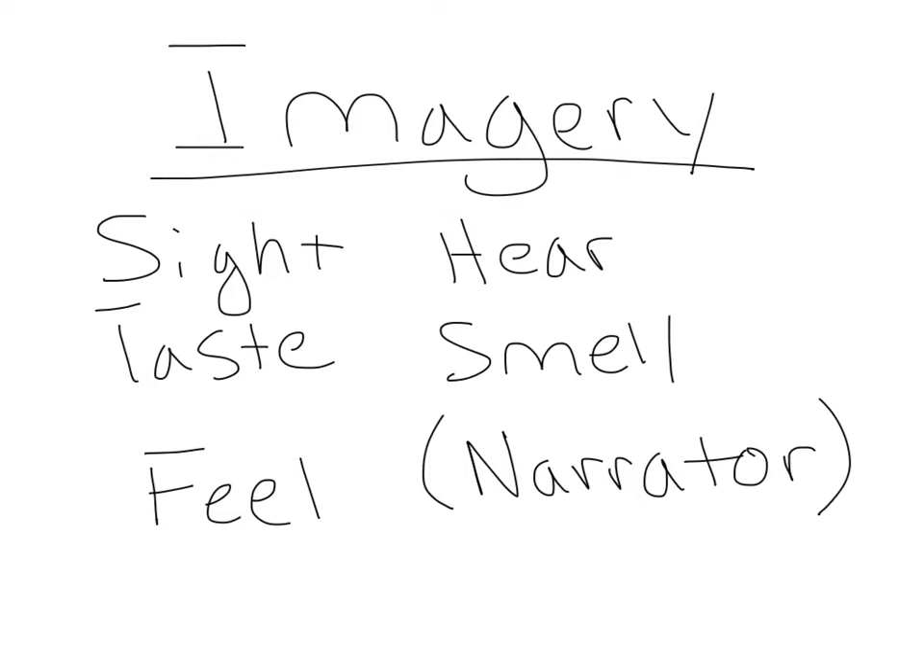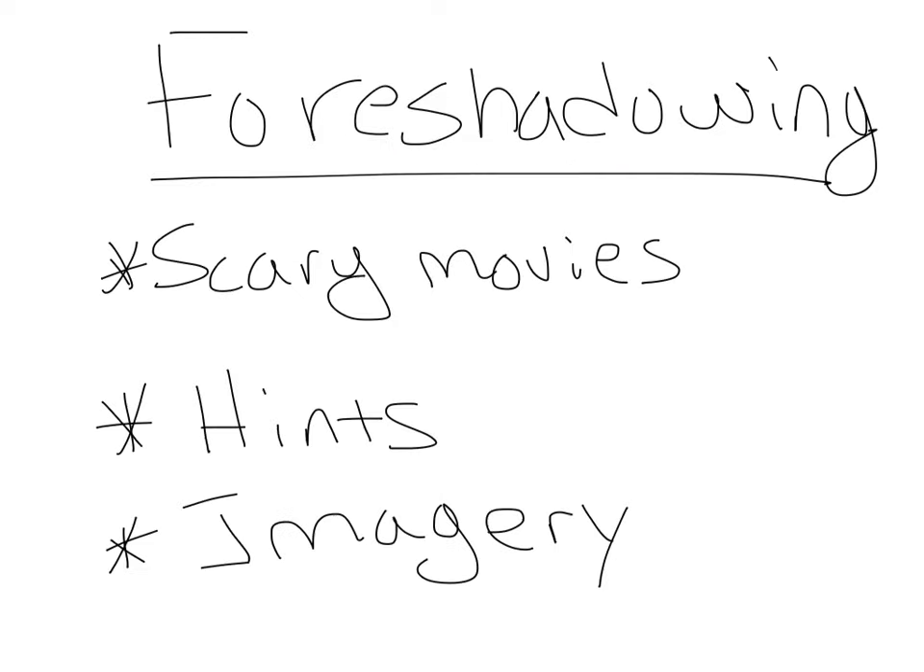Now, how does this go back with our first-person or third-person limited or omniscient narrator? Well, depending on the type of narrator, you're going to get different images. If you have a first-person narrator, you're going to have different sights than if you have a third-person omniscient narrator. So, that's what you need to be thinking of with imagery.